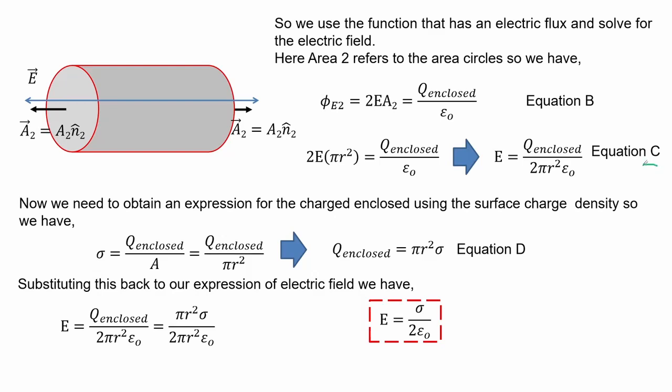Now we need to obtain an expression for the charge enclosed using the surface charge density, so we have equation D. Substituting this back to our expression of electric field, we have the value of the electric field due to an infinite sheet.